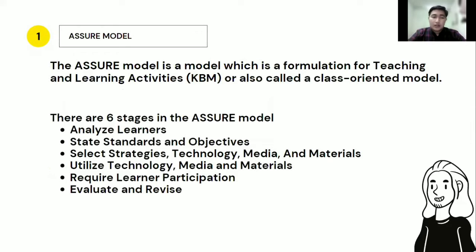First is ASSURE model. The ASSURE model is a model which is a formulation for teaching and learning activities, or KBM, or also called a class-oriented model. There are 6 stages in the ASSURE model: analyze learners, state standards and objectives, select strategies, technologies, media, and materials, utilize technology, media, and materials, require learner participation, and the last is evaluate and revise.